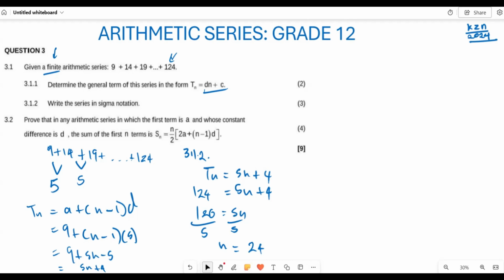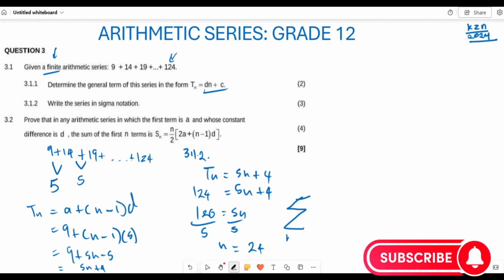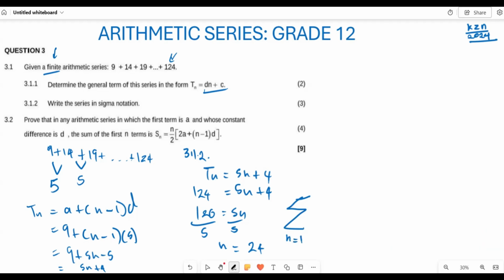Okay, so when we write our sigma notation, what are you going to do from here? You're going to say, look, our sigma is going to be where n is equal to 1, n is equal to 1. And then here, how many n are you having? Remember, here it represents the number of terms, which means here you are going to have 24 terms. And then here it represents the Tn formula, which is going to be 5n plus 4. So basically, this is how you are going to go about writing your sigma notation, right?